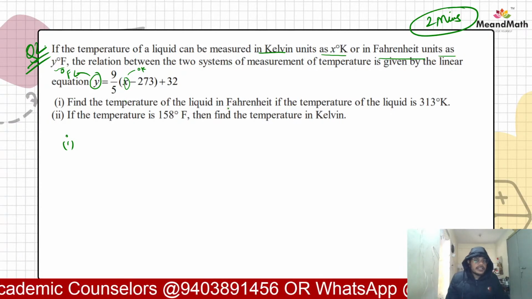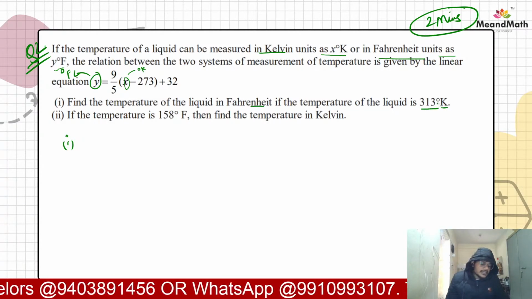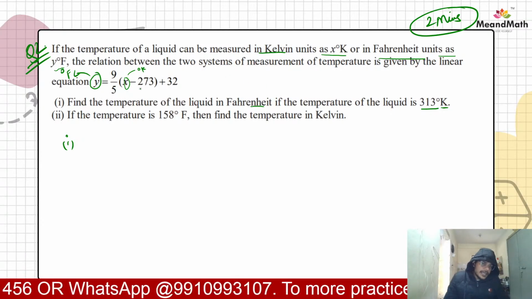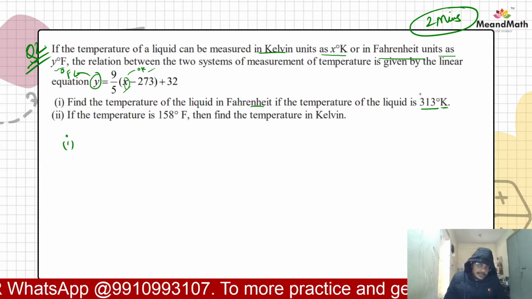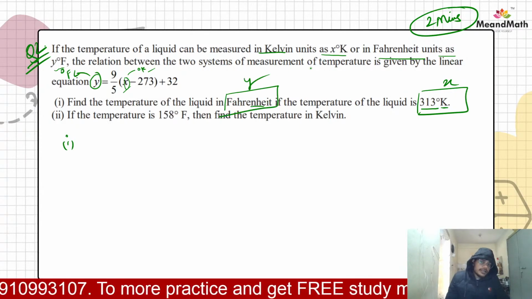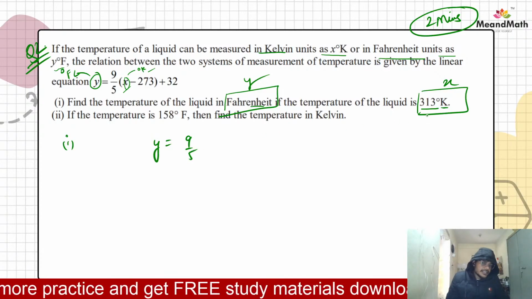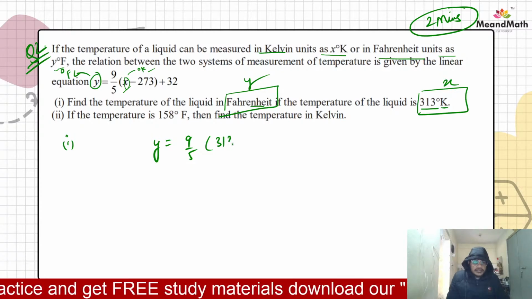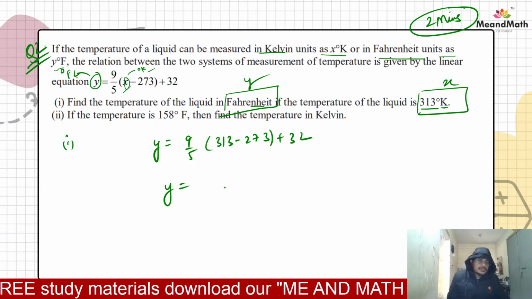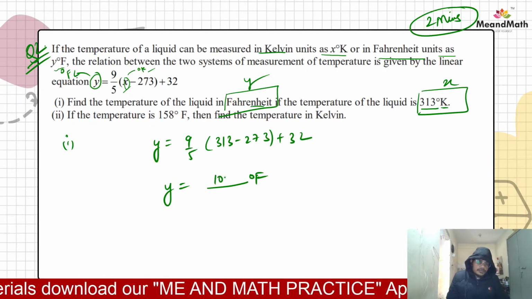Okay. Now, what does the question's part 1 say? Find the temperature of the liquid in Fahrenheit if the temperature of the liquid is this. So, what is K? Kelvin, right? And X is in Kelvin, right? This is the value of X. You need to find out in Fahrenheit. That means you have to find out the value of Y. So, put X equal to 313 in this. 313 minus 273 plus 32. You can solve this, right? And okay, so the answer would be 104.